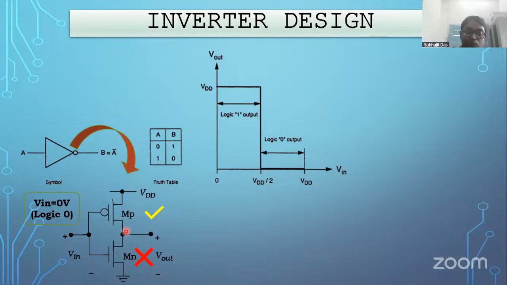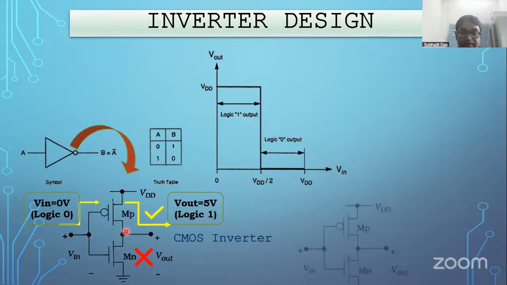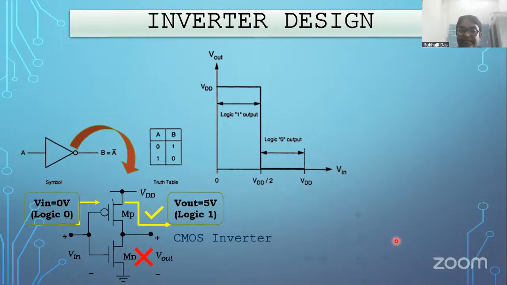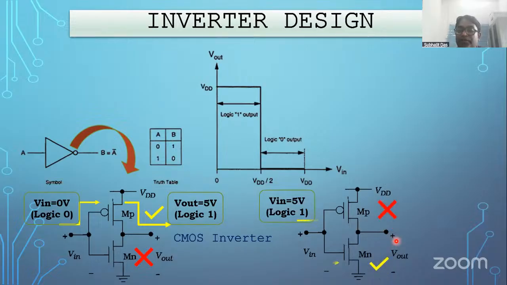So when logic 0 is given, we are getting logic 1 at the output. Similarly, when logic 1 is given over here, V in is 5 volt. This is the source of Mn. Whenever this 5 volt is there, it is already given as the VGS of this NMOS, so it is logic 1. Whenever this NMOS is activated, it gives a direct path to ground, making V out 0. So whenever we give logic 1, it becomes logic 0.